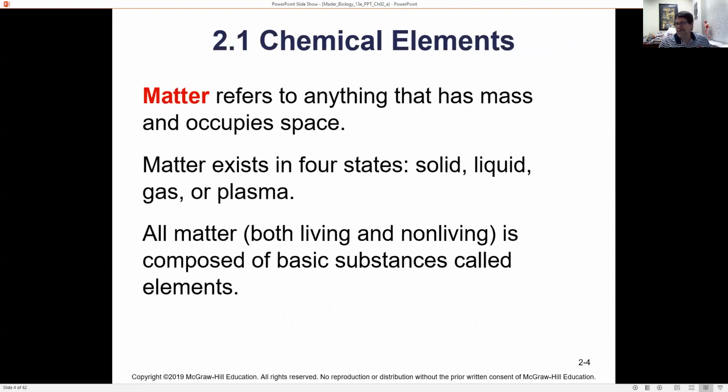A little bit of background physics here. Matter is anything that has a mass and occupies space. Okay, and that's kind of cool. It can have up to 4 forms: solid, liquid, gas, and one you're probably not familiar with, called plasma. Okay, but all matter, non-living and living, is composed of these basic 92 elements.